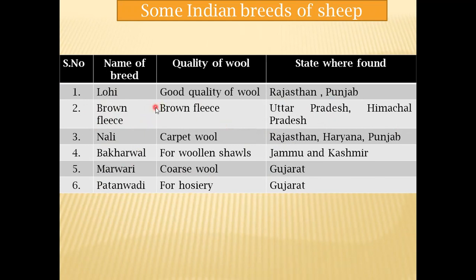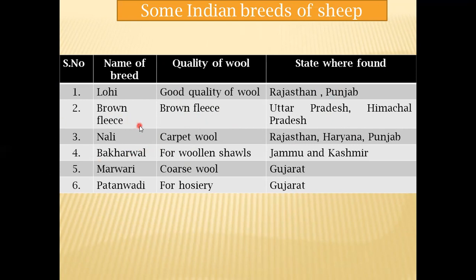This is like a quiz for you. I did this purposely to give you a quick quiz. Its quality of wool is brown fleece. It is usually found in Uttar Pradesh and Himachal Pradesh. So, in the comment section, please answer this question. And next, let's go for the next question.